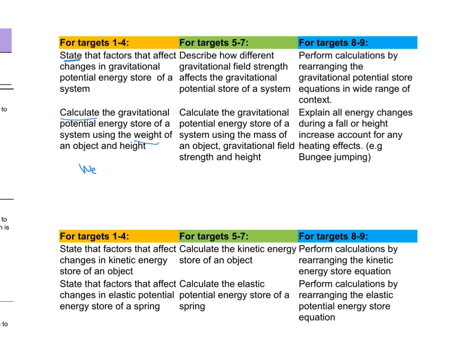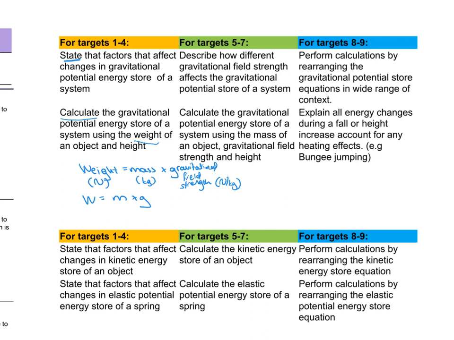So weight is equal to mass times the gravitational field strength. In other words, weight is equal to m times g in terms of symbols. Weight is a force, it's in newtons. Mass is in kilograms, and then newtons per kilogram.